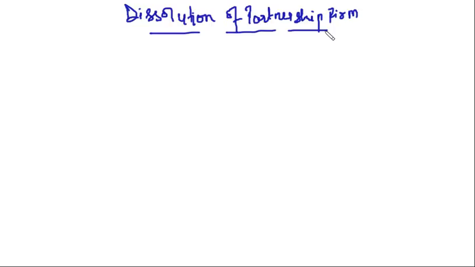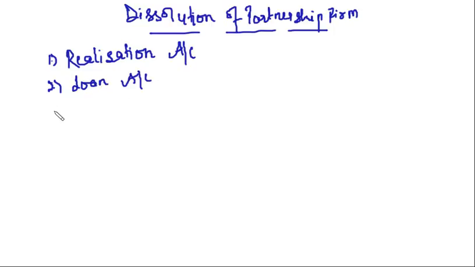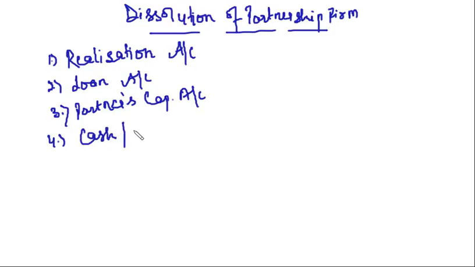Now, in the very first lecture, I told you that while doing the accounting for dissolution, we have to prepare 4 accounts. Number 1 is realization account. Number 2 is loan account, partners loan account. Number 3 is partners capital accounts. Then number 4 is cash or bank account. So this whole chapter is based on these 4 accounts.